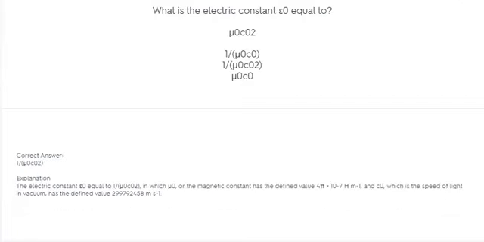What is the electric constant ε0 equal to? 1/(μ0 c0²). Correct answer: 1/(μ0 c0²). Explanation. The electric constant ε0 is equal to 1/(μ0 c0²), in which μ0, the magnetic constant, has a defined value 4π×10^-7 H m^-1, and c0, which is the speed of light in vacuum, has the defined value 299,792,458 m s^-1.